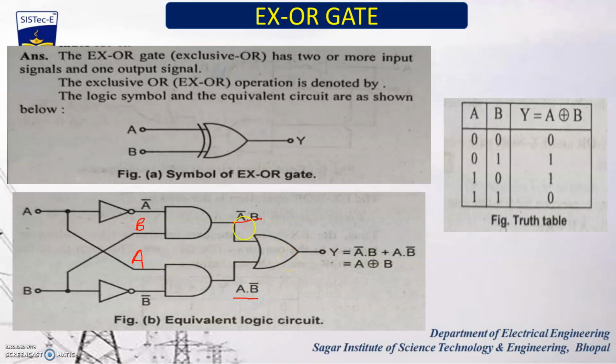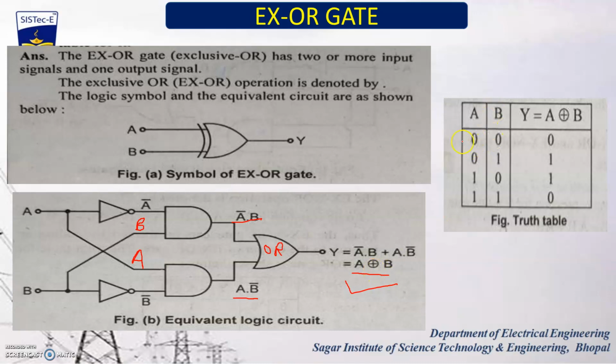When we apply A bar dot B and A dot B bar as inputs of the OR gate, the output of the OR gate will be the OR operation of both inputs, and this is A bar B plus AB bar. Means I can say for the exclusive OR gate or XOR gate, the output is A bar B plus AB bar. Symbolically, it is represented as A exclusive OR B.